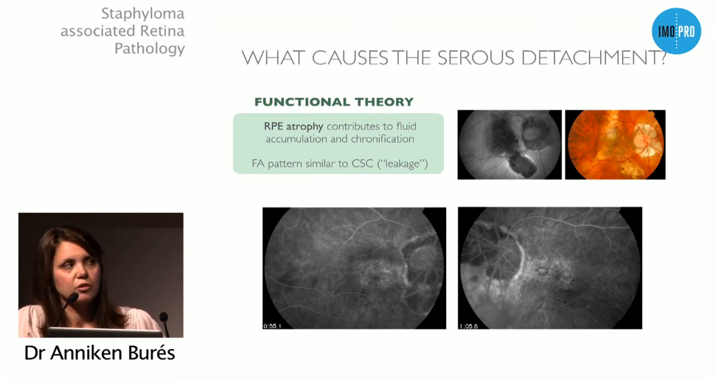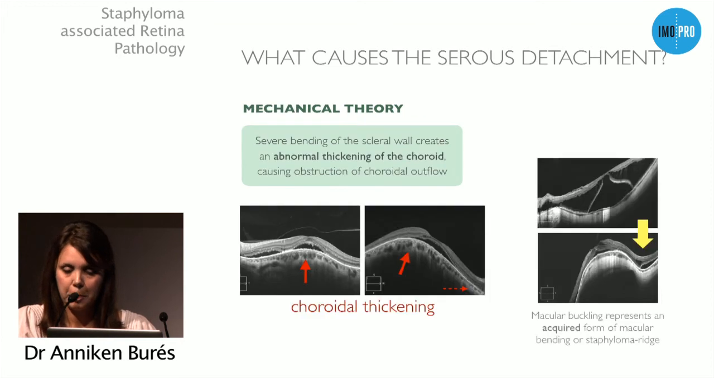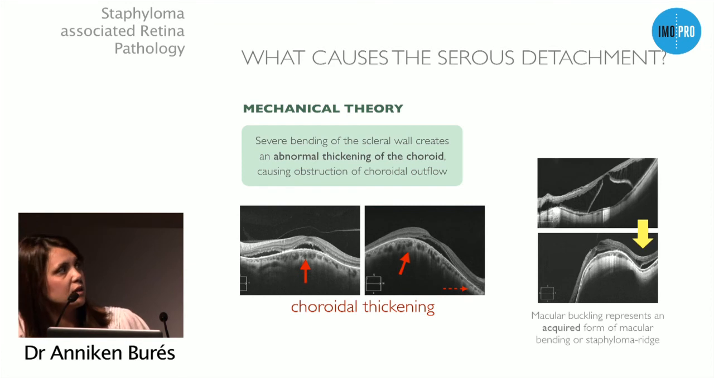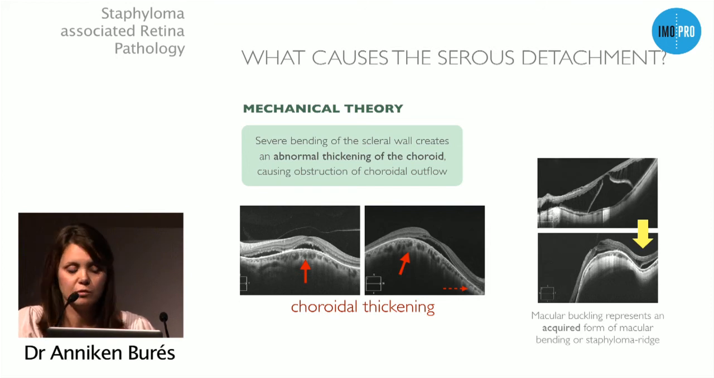And in the absence of a choroidal neovascularization or any other cause that could justify this, where does this fluid come from? Well, there's a functional theory that states that the RPE atrophy can contribute to the fluid leakage and accumulation. But there's another theory, which is the mechanical theory, that says that the bending of the scleral wall, this bending here, creates an abnormal thickening of the choroid just beneath this bent sclera, and this would cause an obstruction of the choroidal outflow.